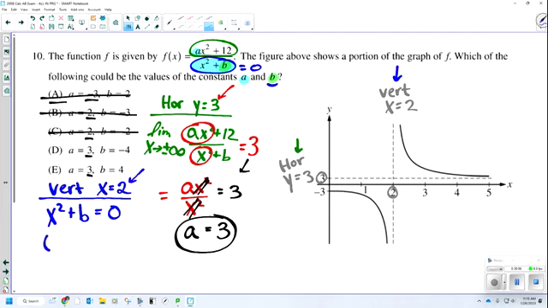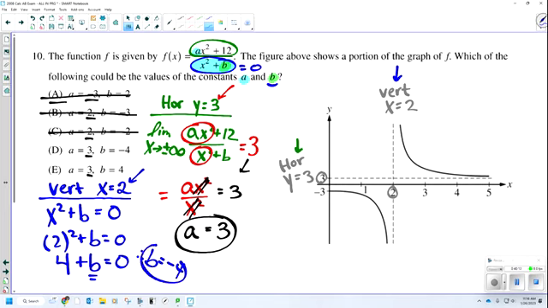So 2 squared plus b is 0. 4 plus b is 0. So b has to be negative 4, because 4 and negative 4 give me 0. That's it. Choice E has a positive 4. Choice D has the negative 4. That is it. We are done. I told you I liked that problem. Y'all didn't believe me, but I did.